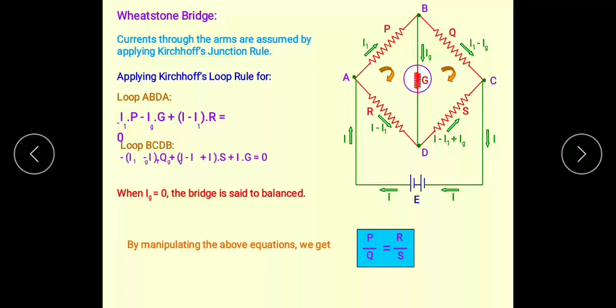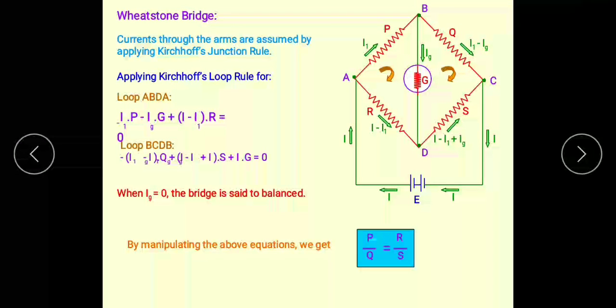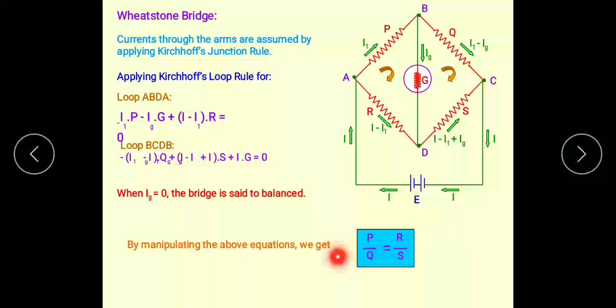Here, if Ig is equal to 0, that is, the Wheatstone bridge is balanced, then we can put P upon Q equal to R upon S. Always remember this formula. So this is the Wheatstone bridge.